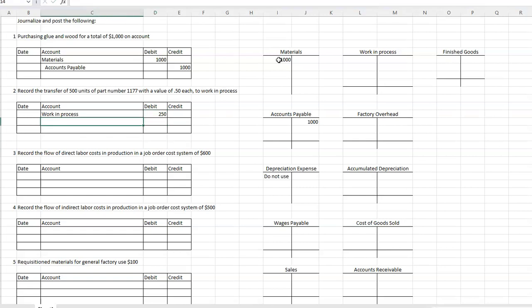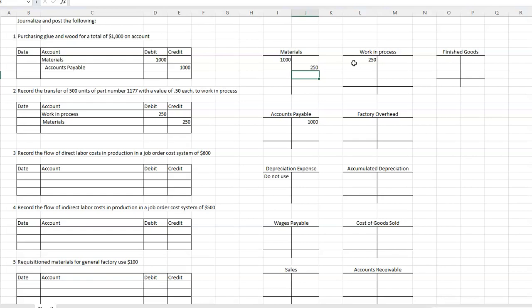And then we're going to take it out of materials because we took it from our raw materials and we started working on it. That's where we put it into work in process. So materials will be credited. So let's post it and see what that looks like. So our work in process increased by $250 and we took it out of materials, so that decreased by $250.